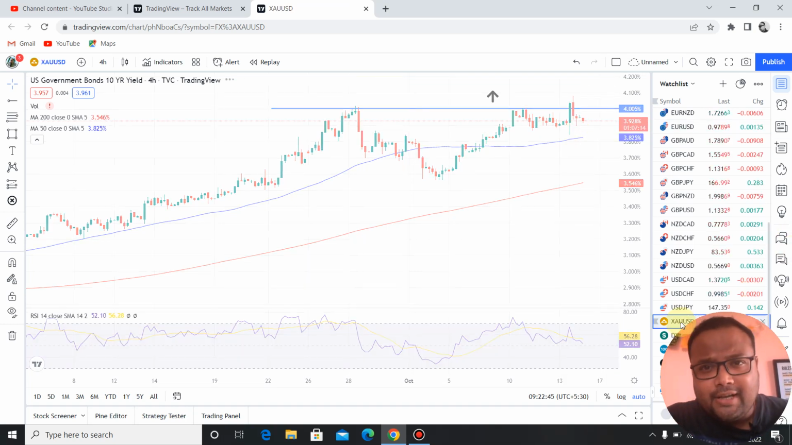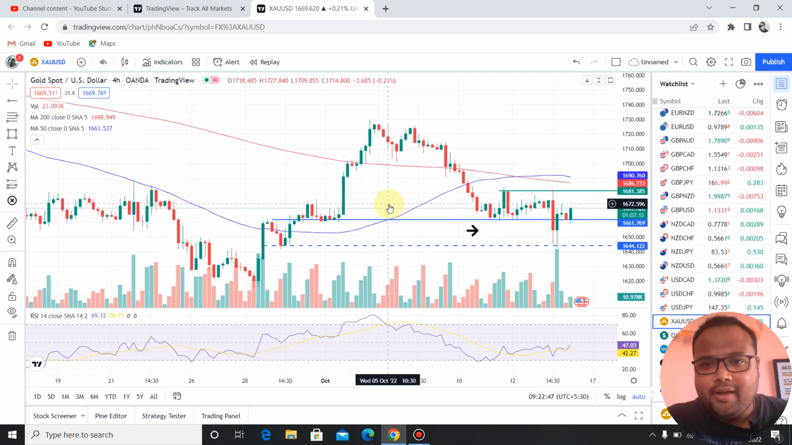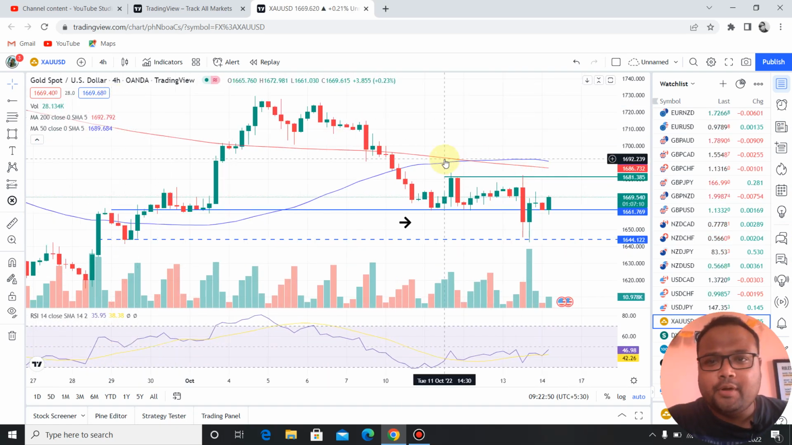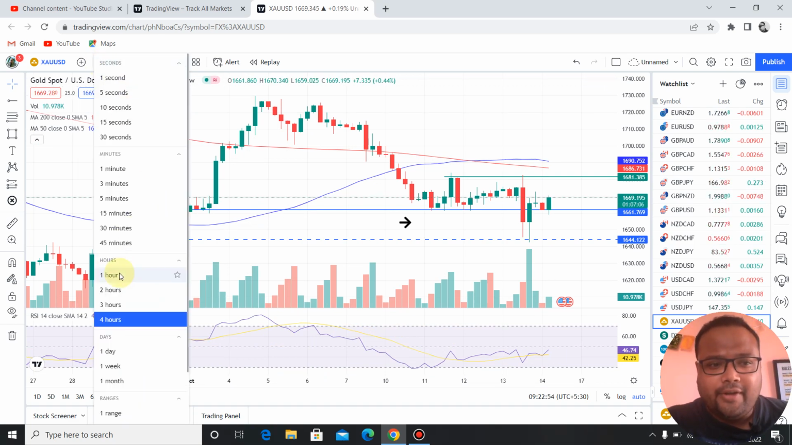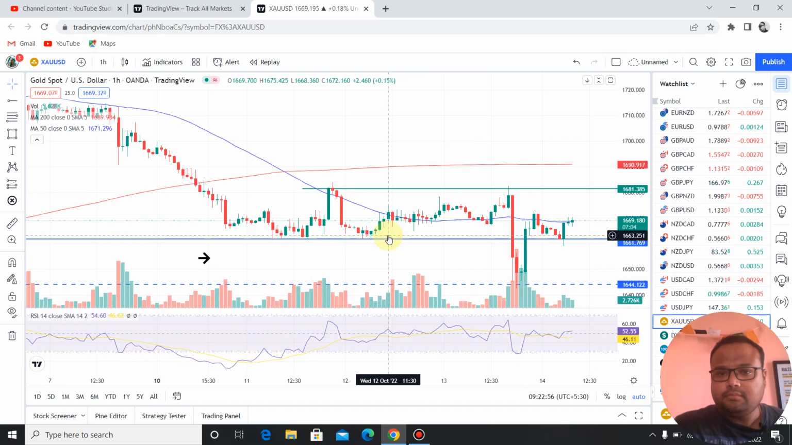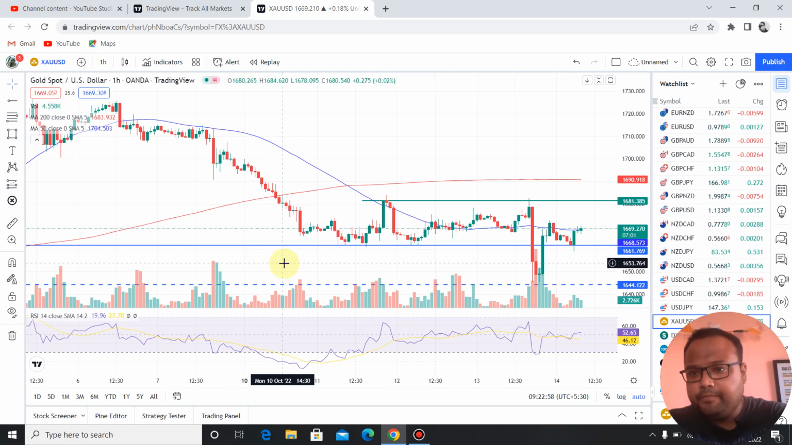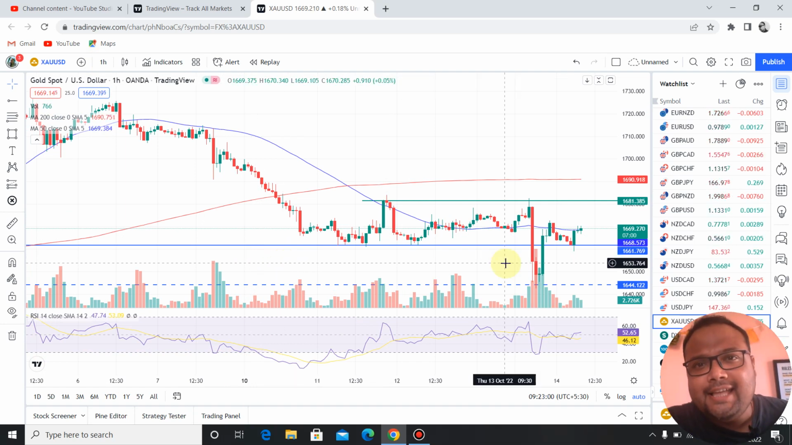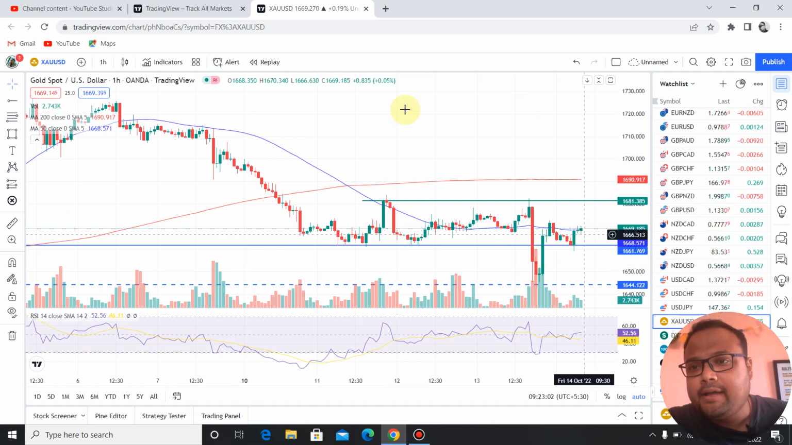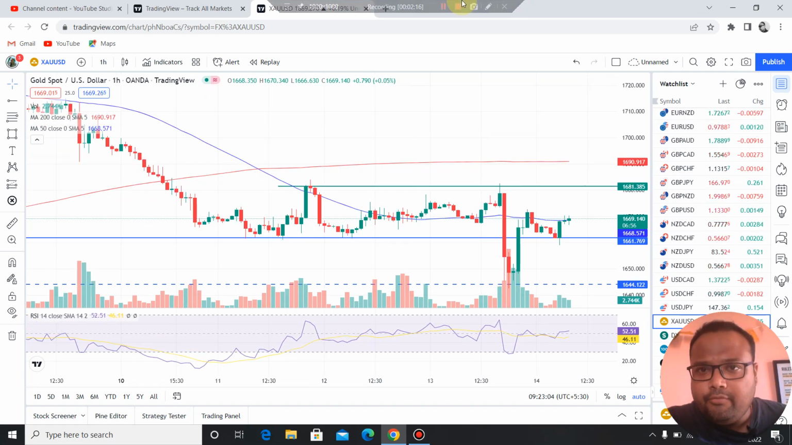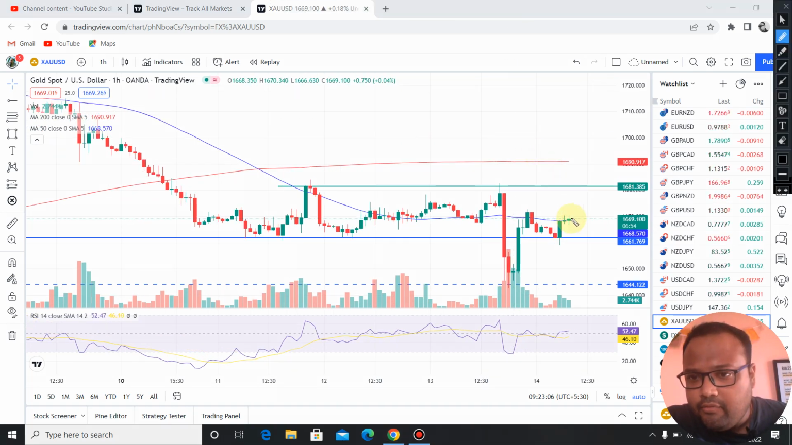Now let's have a look at the chart of gold. So here is our setup for the day. To understand the setup better, I need to take you to the 1 hour time frame. Right now gold is standing at 1669. This is the current market price here. If we take a buy position here, then your stop loss will be below this level, around 90 to 100 pips.